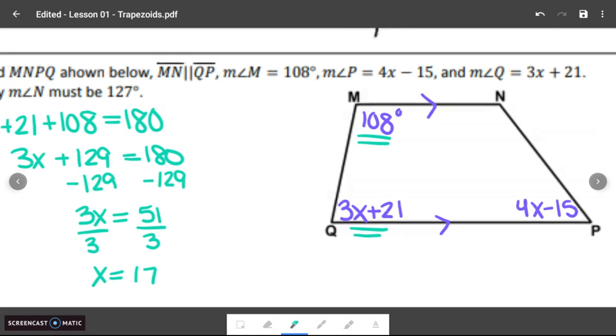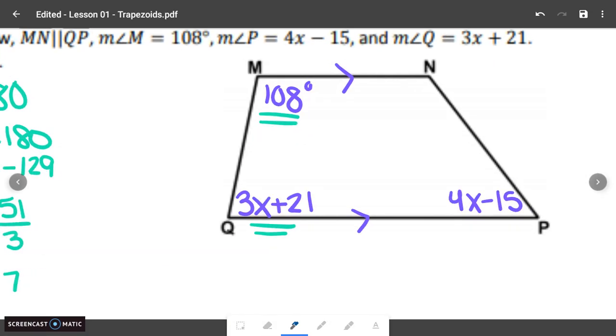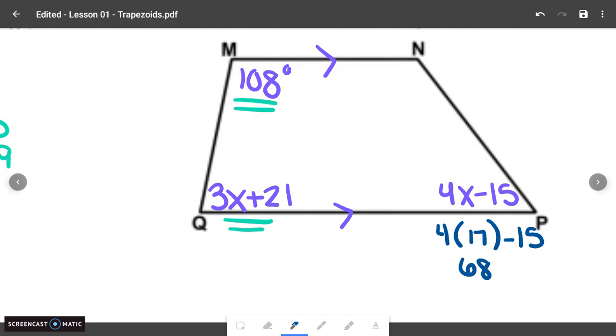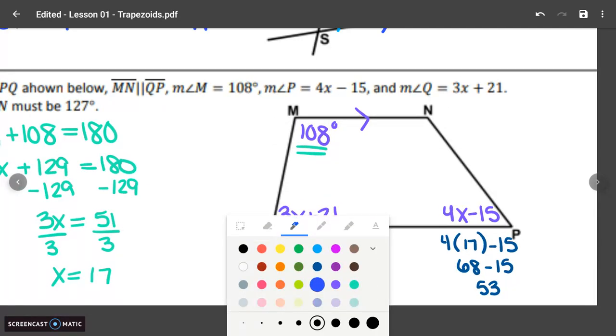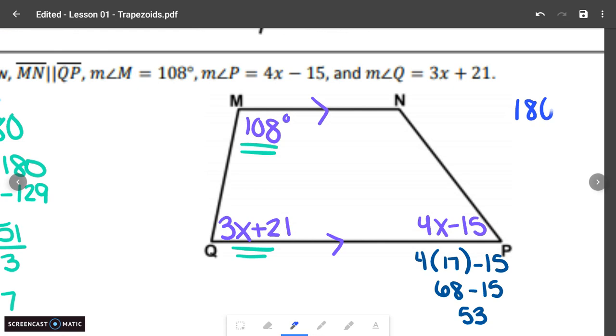Now, that doesn't really show us why we know N must be 127. So what we can do is take that 17 and plug it in to P. Four times 17 is 68. Subtract 15 is going to be 53. And now, just like we started off the previous part of this problem, we know that N and P are supplementary. So 180 subtract 53 is going to get us 127 degrees.